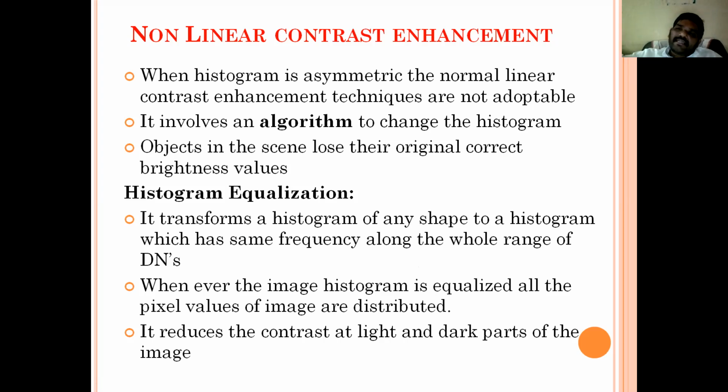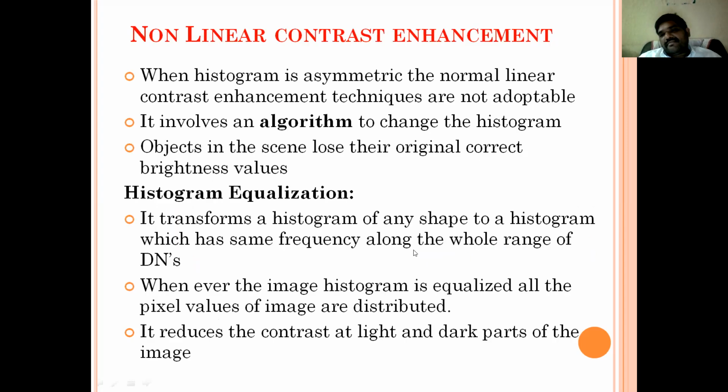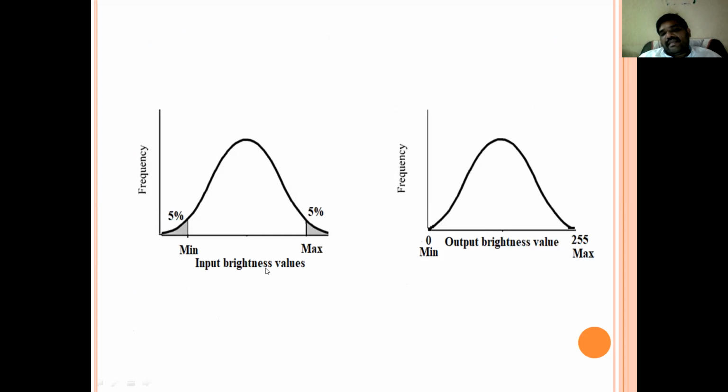It can change to any shape of histogram. The shape of the histogram depends on what? It depends on the digital number values. Am I right? If the digital number values are low, it rises slowly; if the digital number values are high, it rises slowly and falls. That's what we have, input brightness values.